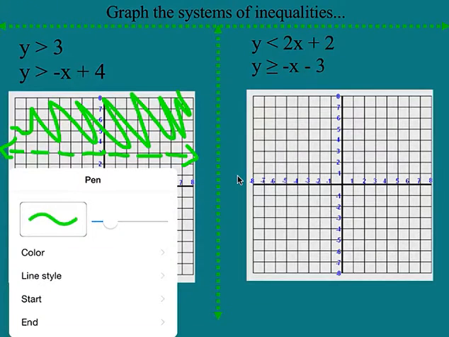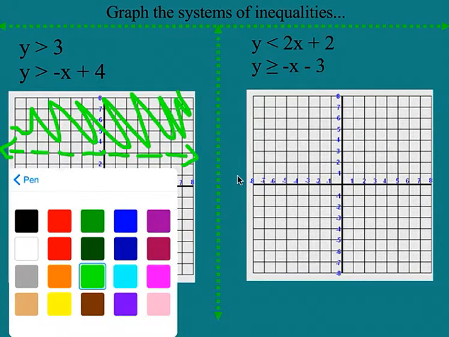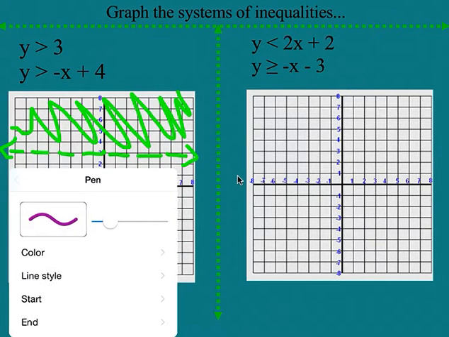Next, let's take a look at this next one. So that one's already in slope-intercept form for us.